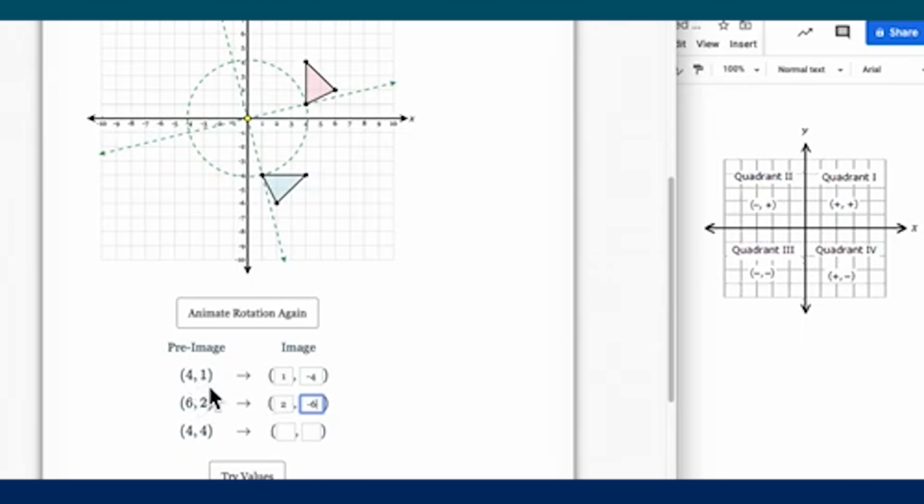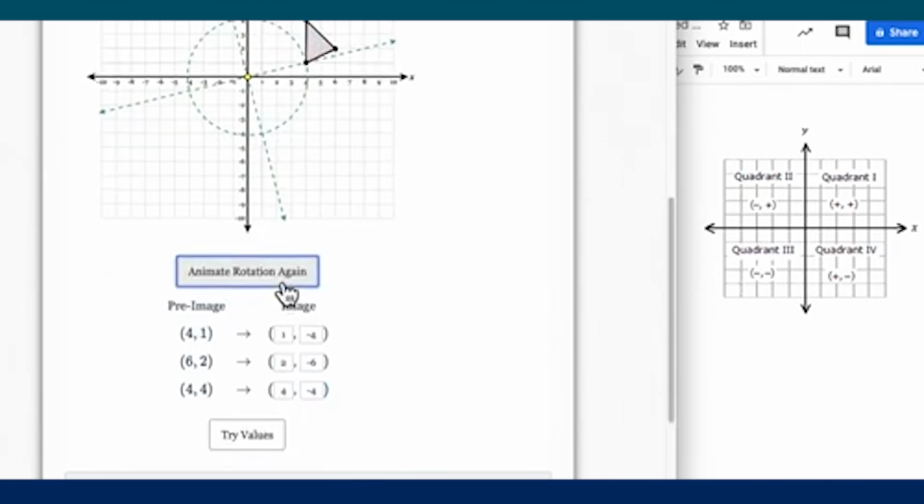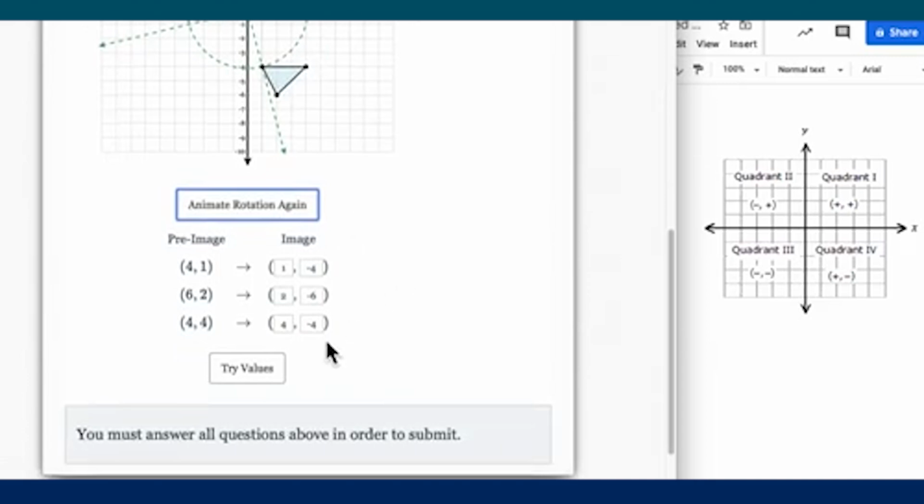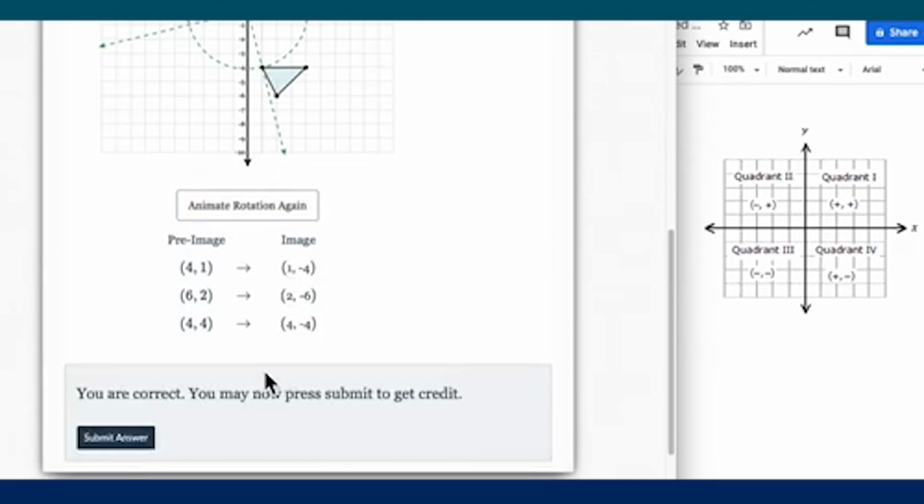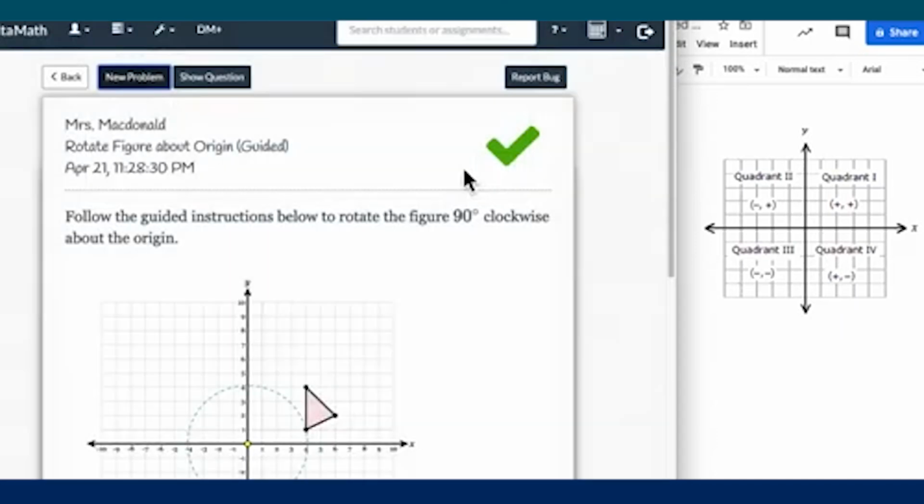So the 4, 1 gets swapped to 1, 4, and then because the point is in quadrant 4, we know all y values have to be negative. And if you see, this point here was rotated to right here, and the coordinates of this point are 4, -4. And let's just check out that rotation one last time. And let's check our work, and we are correct. We did a great job. So let's submit our answer. And yes, we're positive we would like to submit.